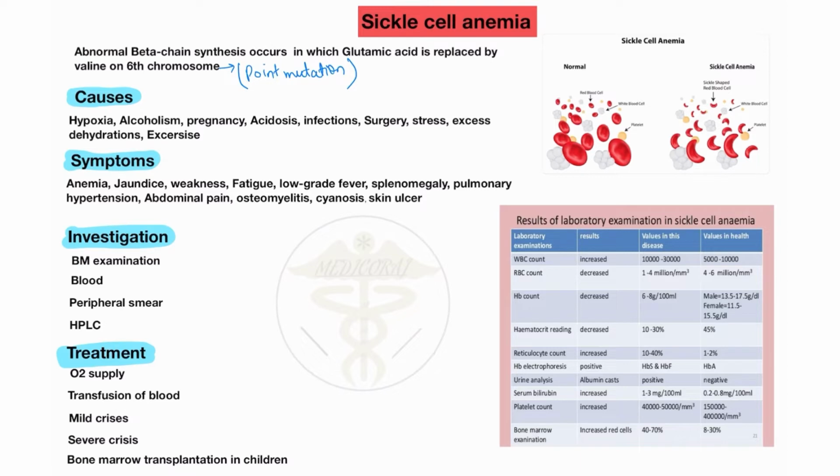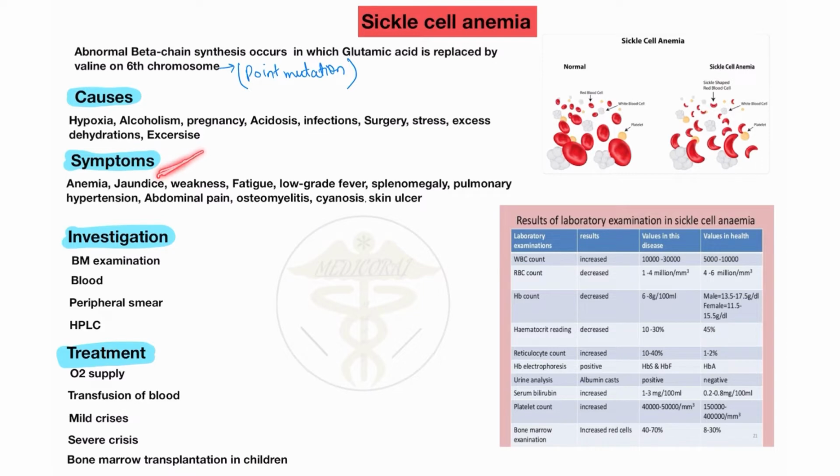Causes: mostly caused by hypoxia, meaning decrease of the O2 level in the body, alcoholism, pregnancy, acidosis, infection, surgery, stress, excess dehydration and exercise. When a person does more exercise than the limit, it also causes sickle cell anemia. So the main causes are hypoxia, alcoholism, pregnancy and acidosis. These are the most important causes of sickle cell anemia, but the others also cause it when beyond the limit.